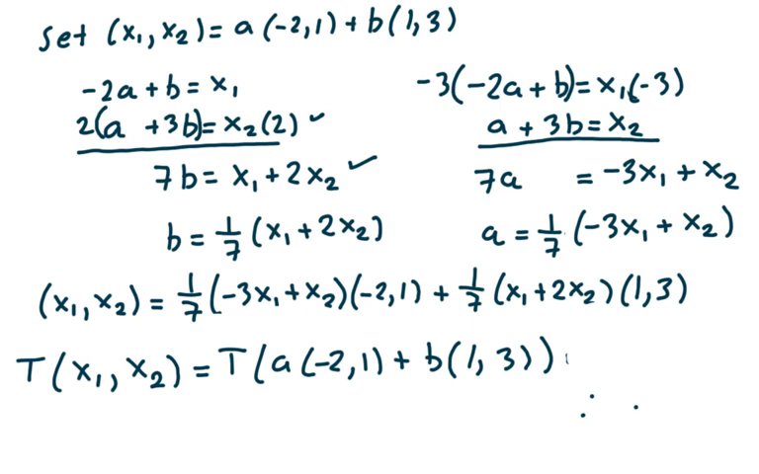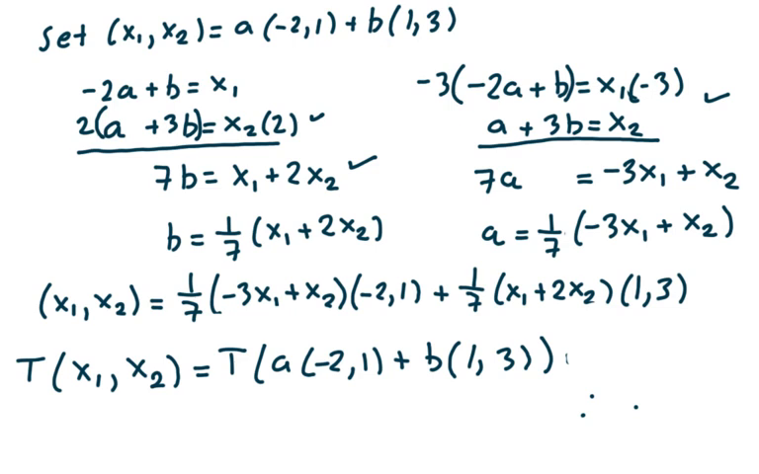Now, I rewrote the system and did it again, but this time I solved for A instead of B. So what I did was I took the first equation and multiplied both sides by -3 and added. When I do that, I get 7A equals -3x1 plus x2. Divide both sides by 7, and I get A equals 1/7 of (-3x1 plus x2).